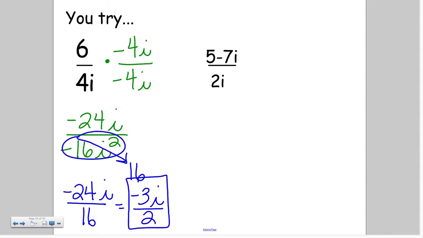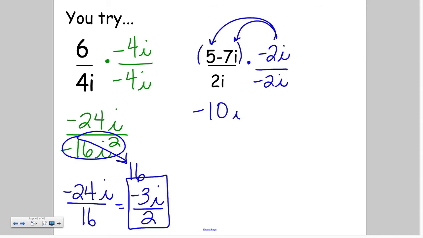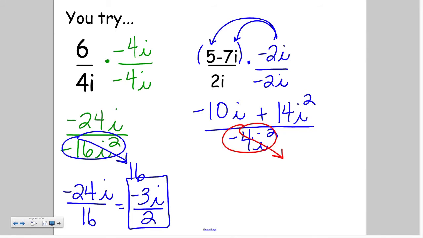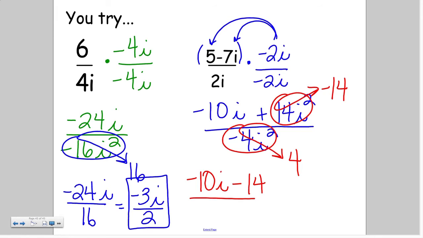Alright, next one. Need to multiply with an opposite. So I know that everything gets multiplied by negative 2i. So negative 10i plus, negative times negative is positive, 14i squared over negative 4i squared. Alright, get rid of those negatives. That's going to become positive 4. That's going to become negative 14. So let's rewrite it. Negative 10i minus 14 over 4.